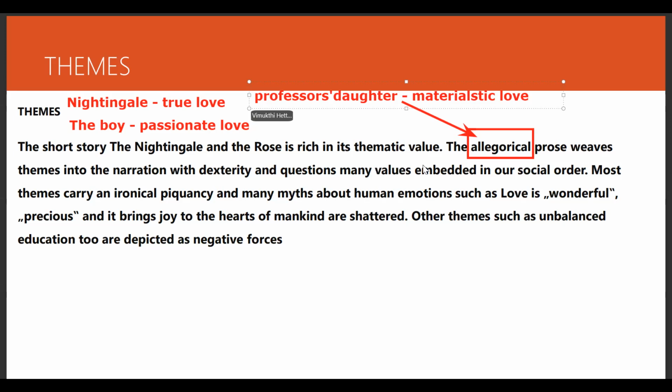Or other themes such as unbalanced education too are depicted as negative forces. When you read this short story, my dear students, you can clearly find the theme of love. There are a number of themes, as he explained, right? A lot of people are under the impression that love is wonderful, love is quite interesting. People have to love in order to continue this world. Likewise, we have a lot of positive vibes about love, right? So the same positive vibe can be identified when it comes to the Nightingale's character.